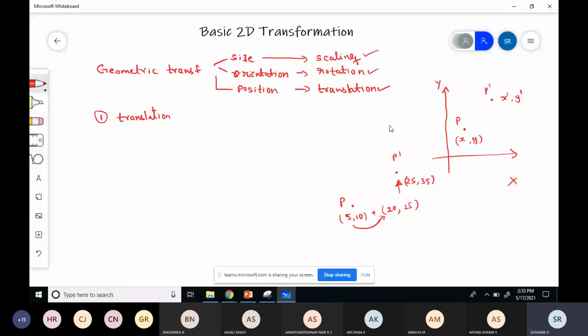So this is how the translation will be performed. For a single coordinate point, you add the offset to generate a new coordinate position. Like this, if there is a line AB, you want to move this line from the coordinate position 5 comma 10, where it starts at 5 comma 10 and ends at 10 comma 20, we'll assume. You want to move it to a new position where it starts at 25 comma 35 and ends at, say, 30 comma 45.